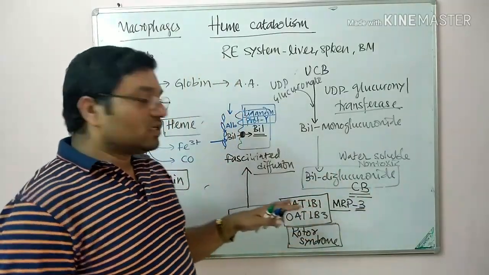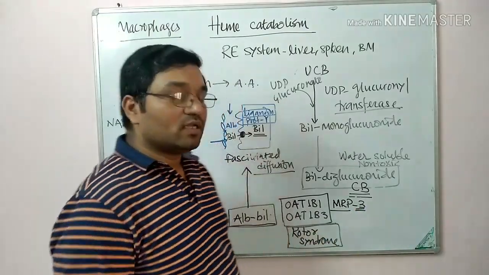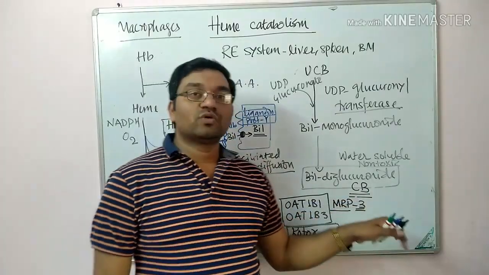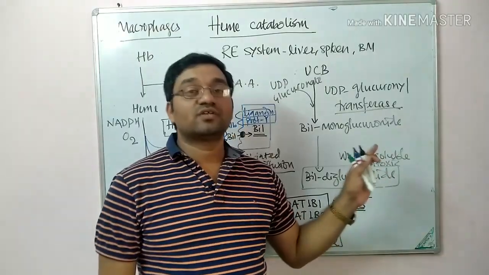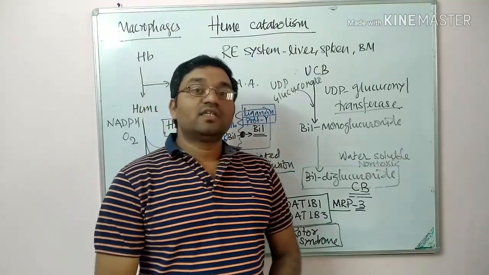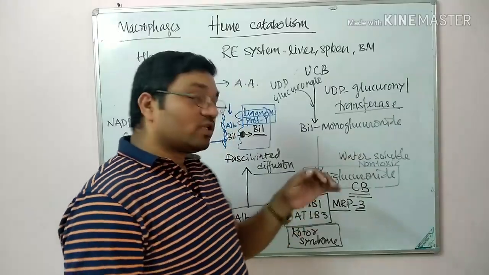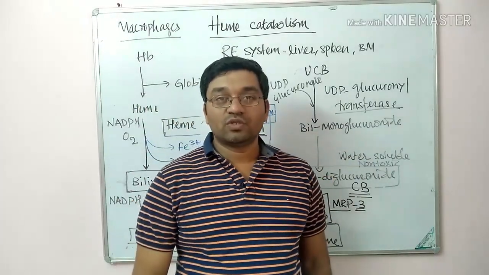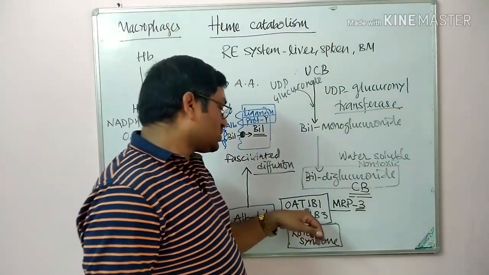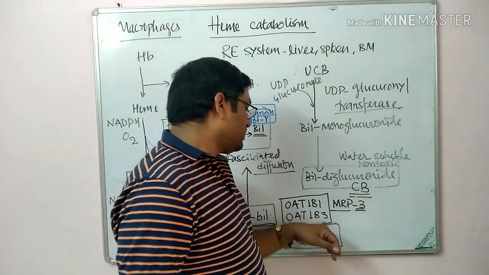Now the third phase in the metabolism is secretion of bilirubin into the bile. Before this secretion, after the synthesis of conjugated bilirubin, some escapes and enters the portal circulation or enterohepatic circulation, and again there is reuptake of this conjugated bilirubin via the hepatocyte. For the reuptake of conjugated bilirubin into the hepatocyte, proteins are required. They are known as organic anion transporter protein 1B1 and organic anion transporter protein 1B3.